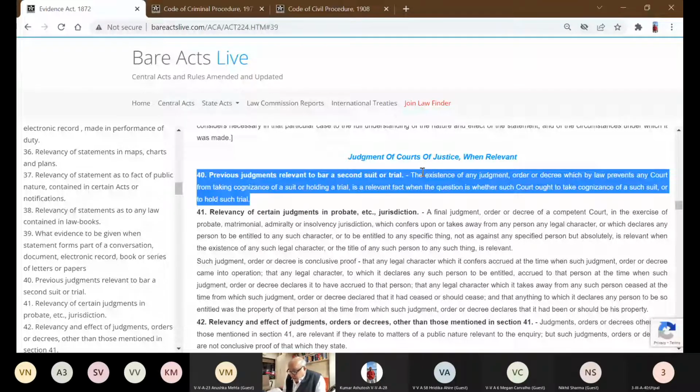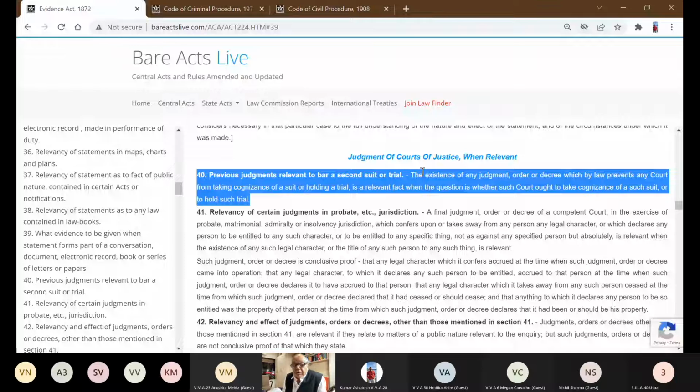No court shall try any suit or issue in which the matter directly and substantially in issue has been directly and substantially in issue in a former suit between the same parties. Number one, between the parties or parties under whom they claim, litigating under the same title, in a court competent to try. Number two, the parties must be the same or their legal representatives, and the court must be competent, having jurisdiction. A subsequent suit in which such issue has been raised, has been heard and finally disposed of.